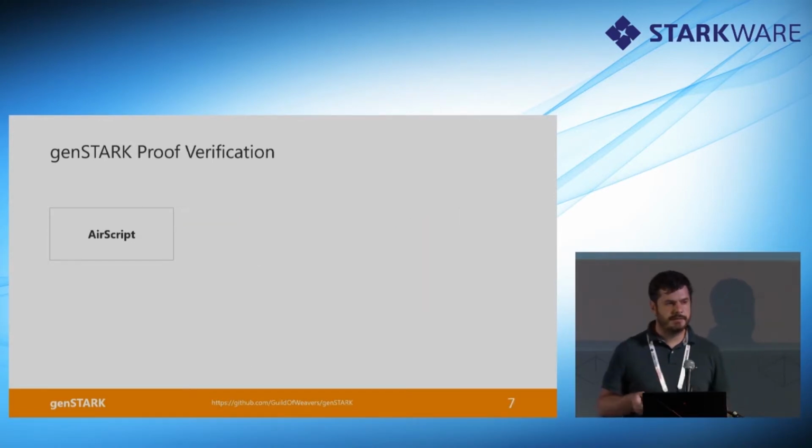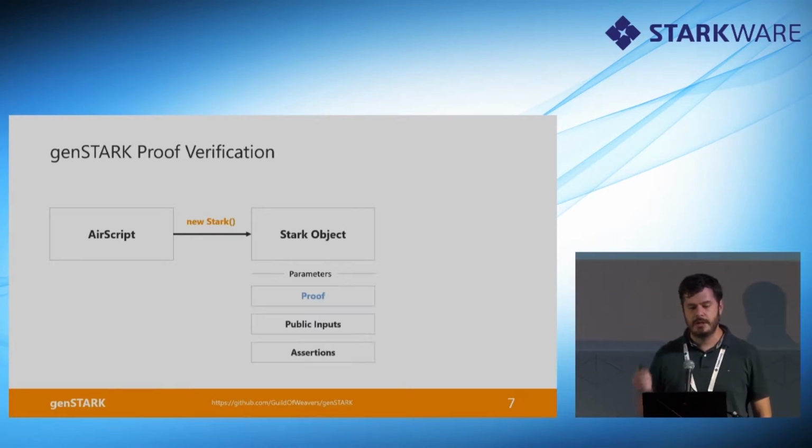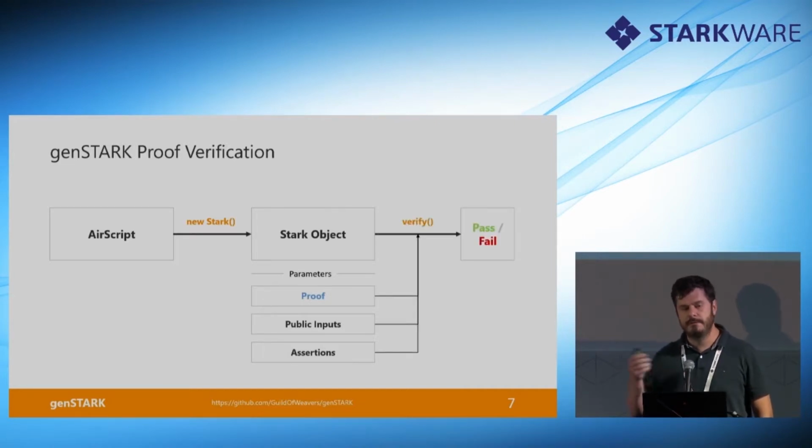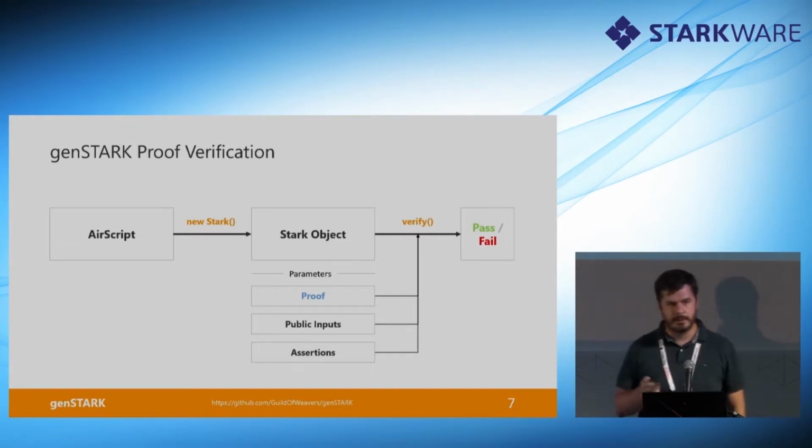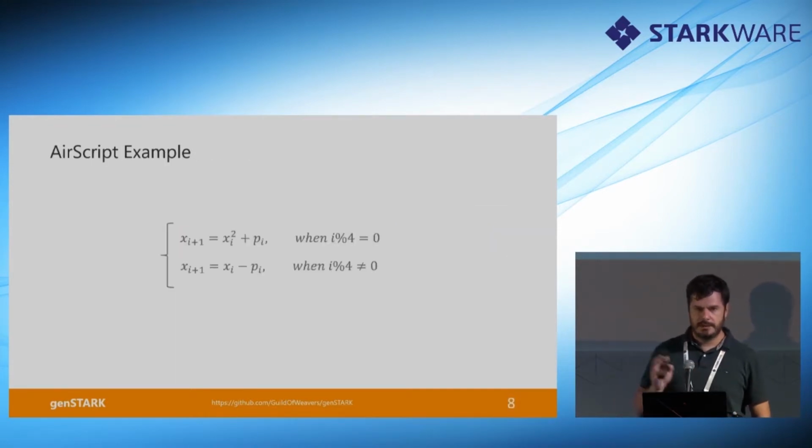And then verification works in a very similar manner. You start out with AirScript, you compile it into a STARK object. Now you provide a proof as one of the inputs. You still need to provide the public inputs and assertions. And then you can verify the proof, and it either passes or fails. So pretty simple. So let's do a very quick example.